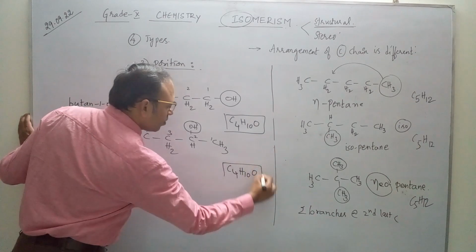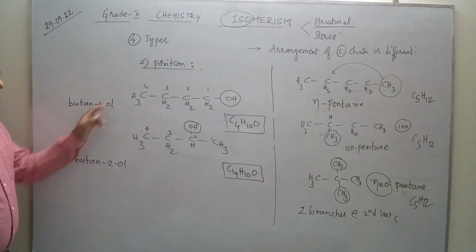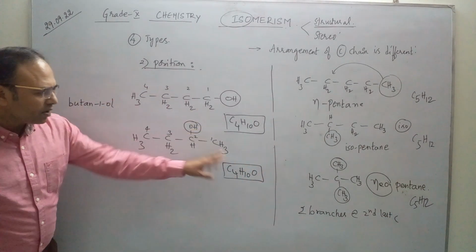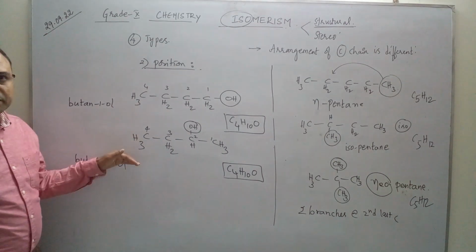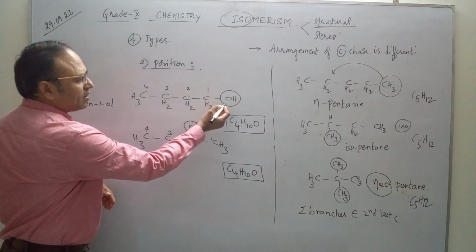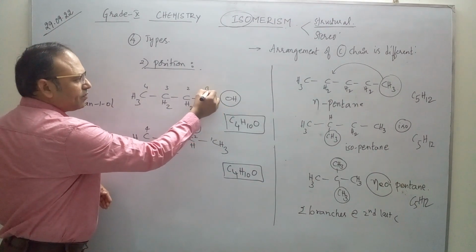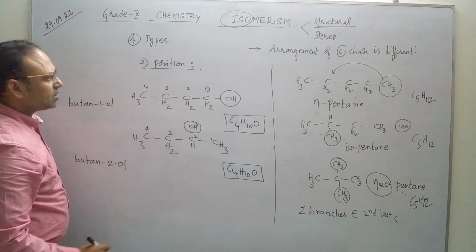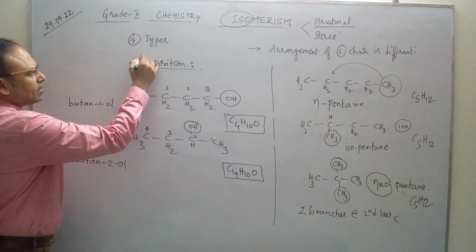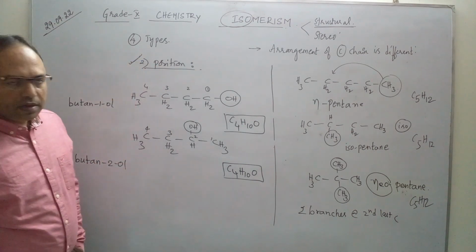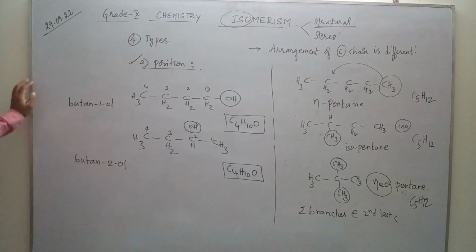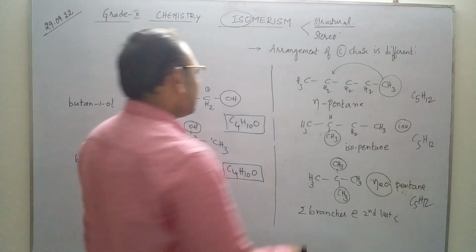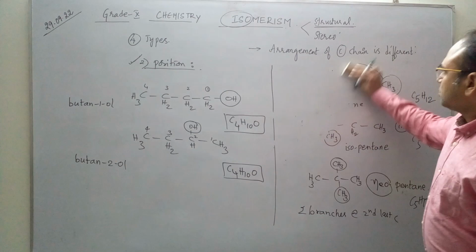the molecular formula will be the same. Now observe these two, they have the same molecular formula, but the difference between these two is, in the first case the functional group is at the first position, in the second case it is at the second position. Hence they are called position isomers, and the phenomenon is called position isomerism. You can take any other functional groups also.